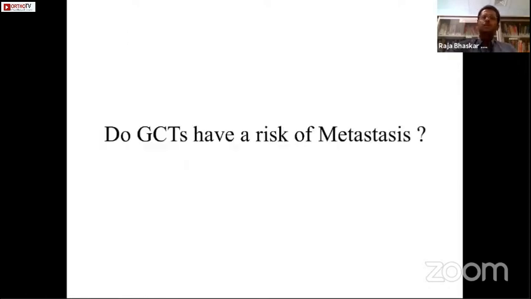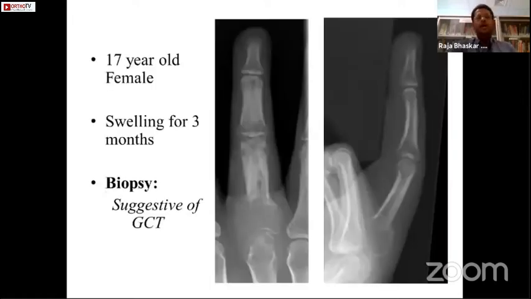So the next question which a clinician is very much concerned with is, do GCTs have a risk of metastasis, like malignant tumors? Even the patient is going to ask you, what is the rate of metastasis I have? So I'll tell this with an example. This was a 17-year-old girl who had an expansile swelling in the phalanges of her middle finger. In the proximal phalanx base, if you see, there is a lytic lesion. They did a biopsy. It was suggestive of GCT.